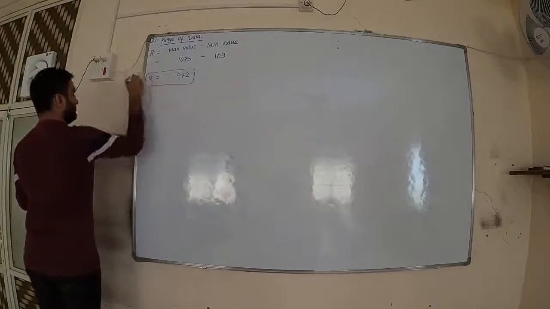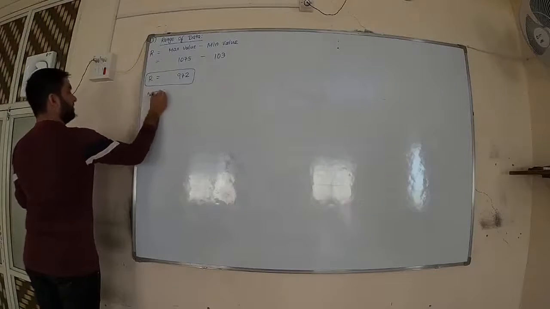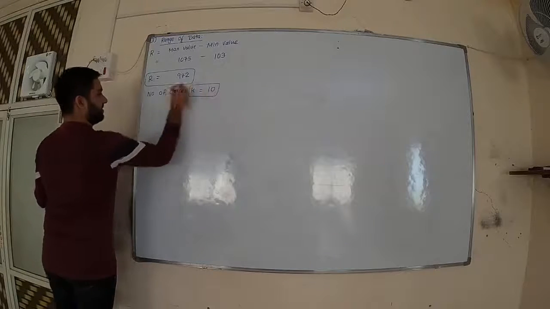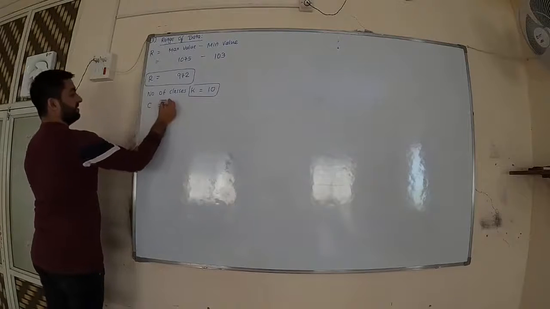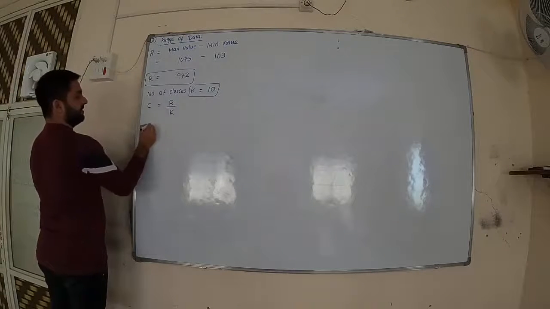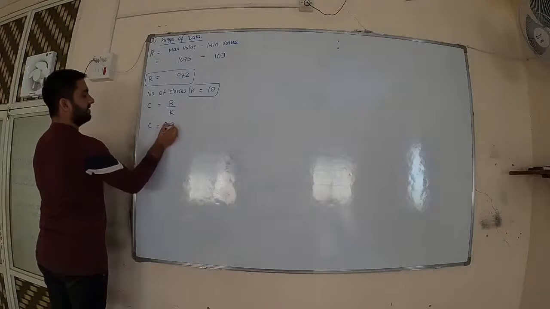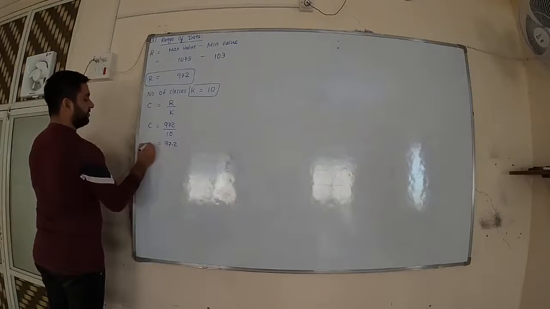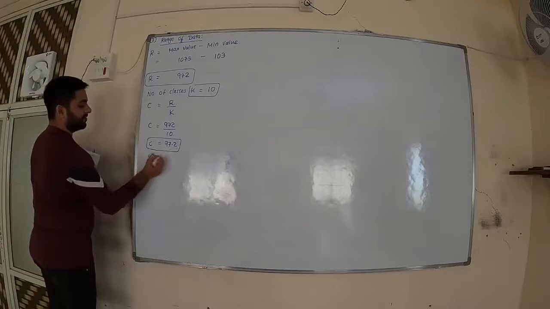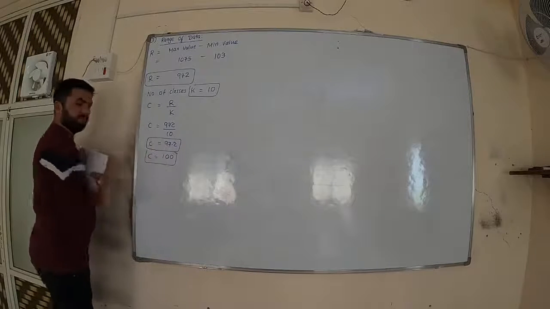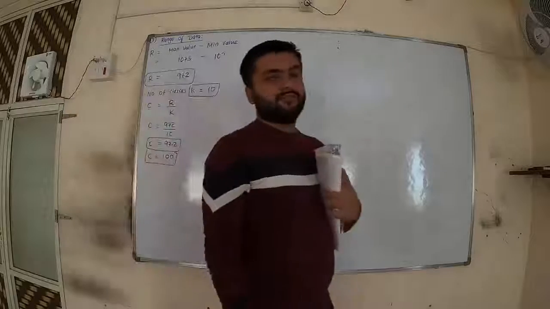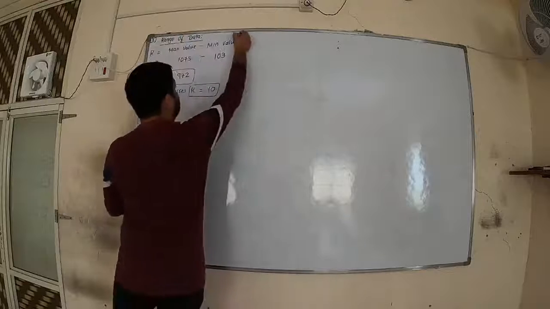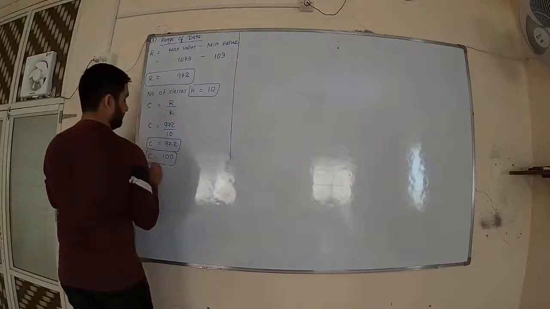Range R is 972. Number of classes K is equal to 10. It is given. Now the relation C is equal to R upon K. C is equal to 972 divided by 10, so 97.2. Class length is 97.2, so it will be 100 itself. A gap of 100 will be taken, not a gap of 90. Now we will draw the column.